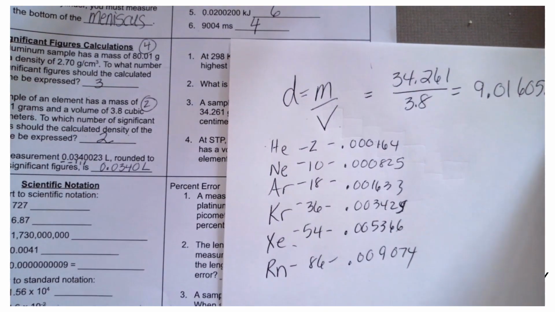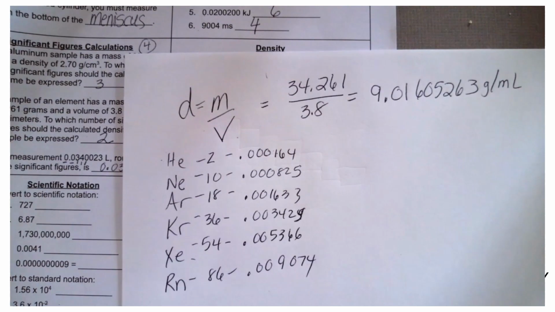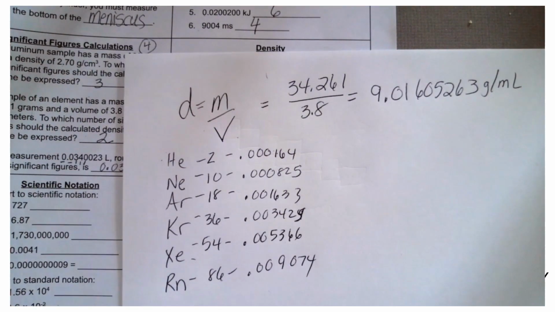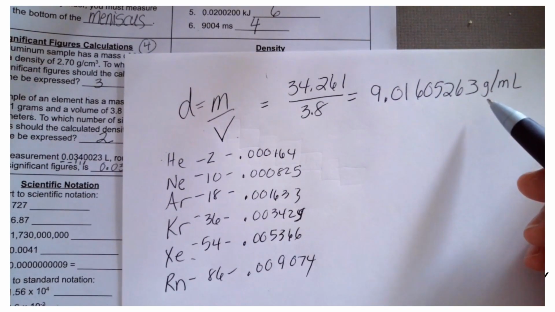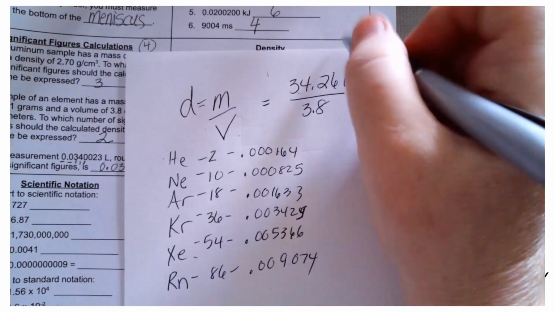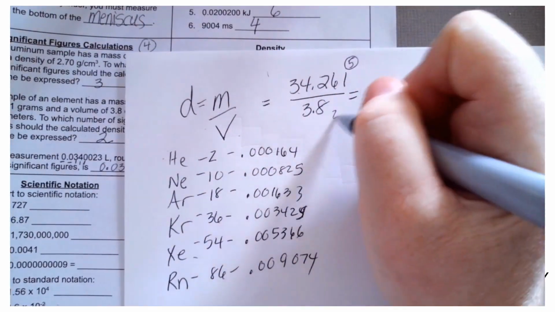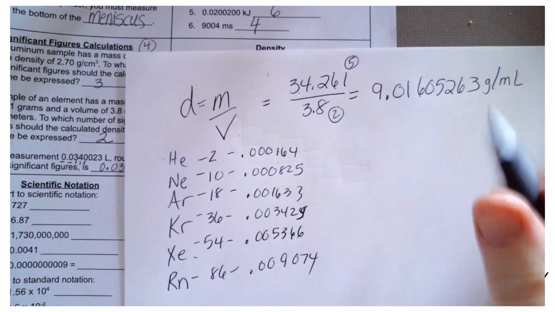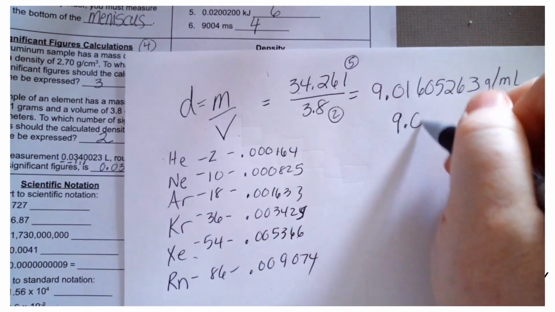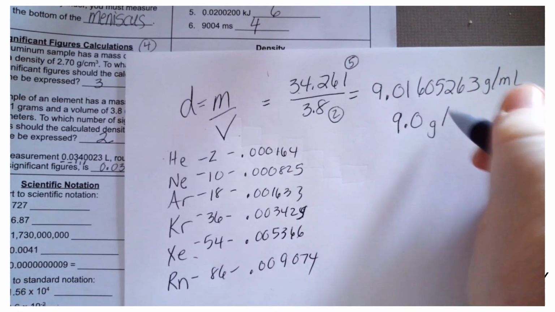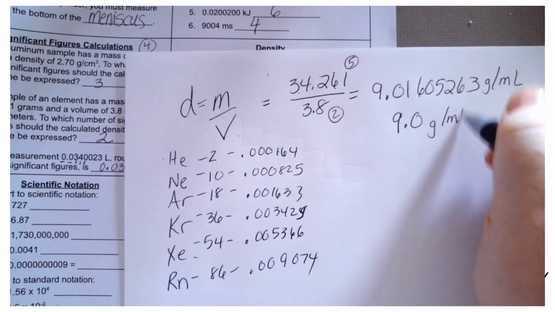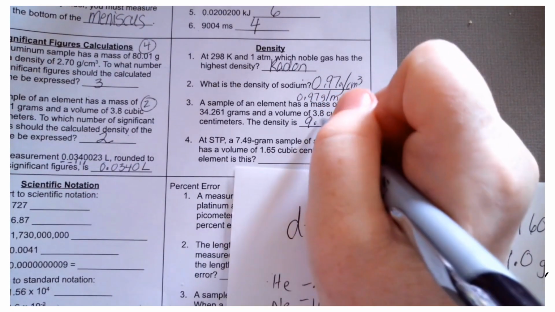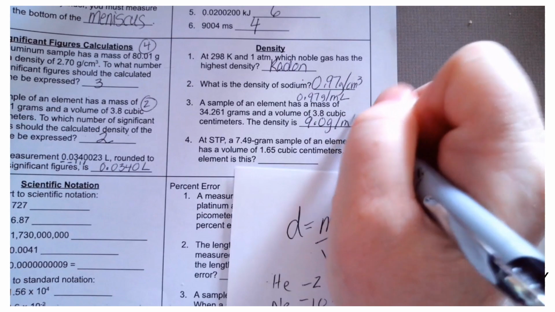I'm gonna stop there. That's going to be grams per milliliter or grams per centimeter cubed. But what I need to figure out here is how many significant figures do I need? Well, this has 5. This has 2. The lower number is 2. So I need 2 significant figures. So it's going to be 9.0 because that does not tell me to round up. So 9.0 grams per milliliter.